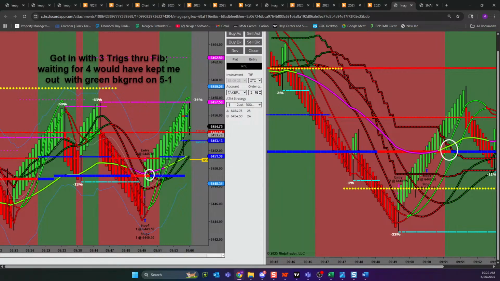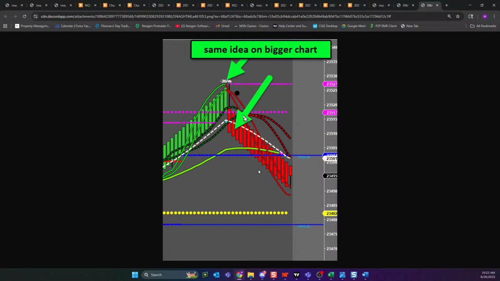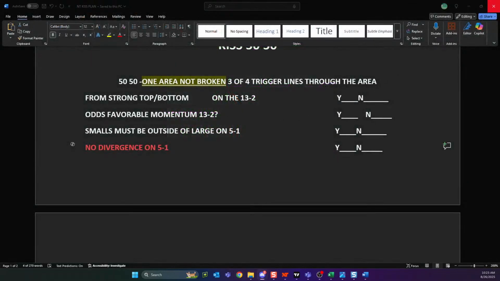Thank you, John, for the little idea there. And then same idea on the bigger chart. When it's only the potential to break, once you're on the wrong side of everything, it's less likely to break, even without seeing the small chart there.